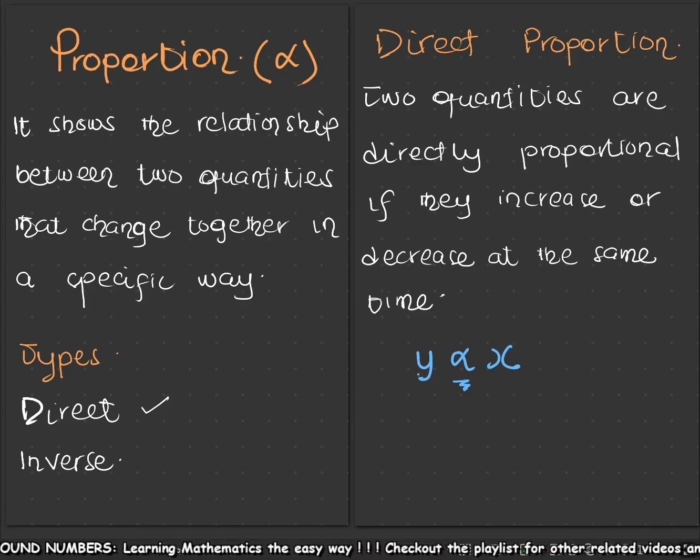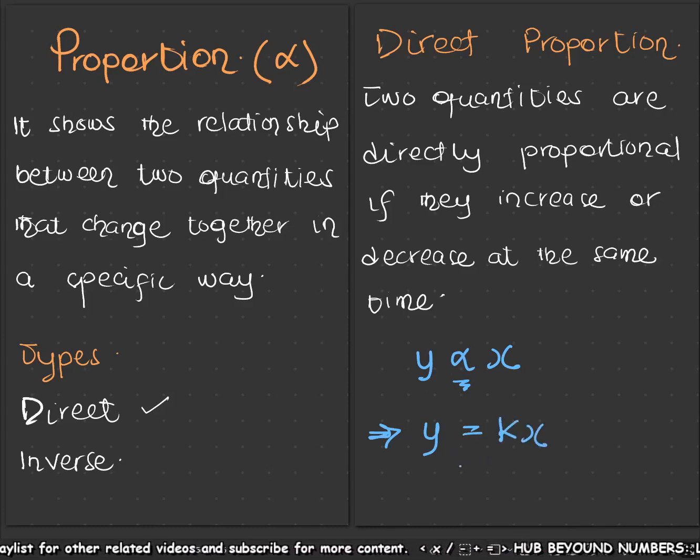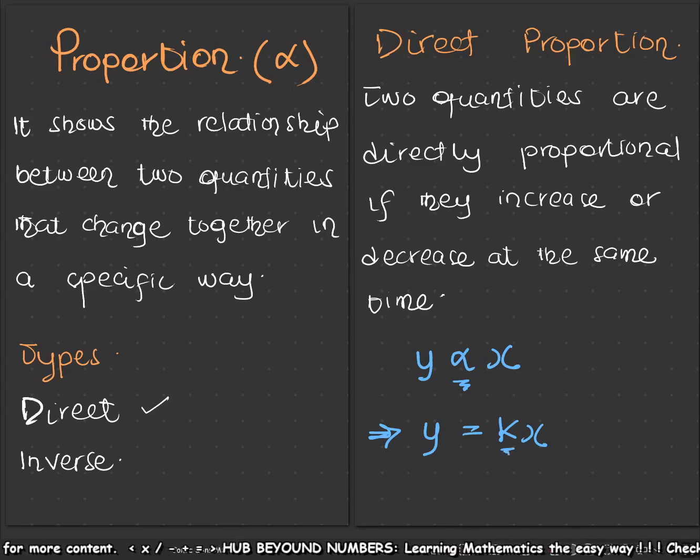Now, after writing it this way, you would want to write it with an equal to sign. So we say y is equal to k times x. What we mean here is, before you remove this symbol, you need to introduce a constant. We call this constant, the k over here, the constant of proportionality. So this here is what we call direct proportion.